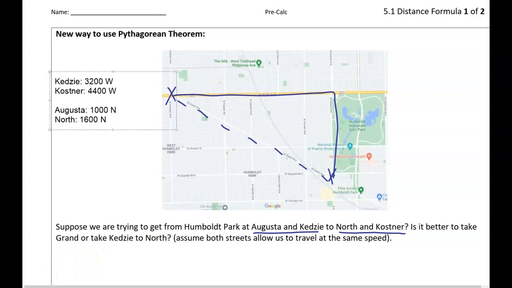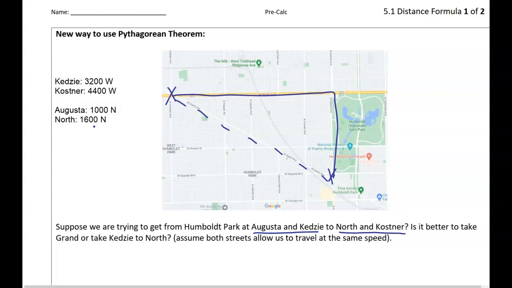What you need to know to tackle this problem in this way is that every street in Chicago has a number, and it's like coordinates, right? So Kedzie is 3,200 west, Costner is 4,400 west, and Augusta is 1,000 north. North Avenue is 1,600 north. You can actually use these numbers to navigate around the city just by looking at the house numbers on buildings. You'll have a rough idea of where you are if you're familiar with this.